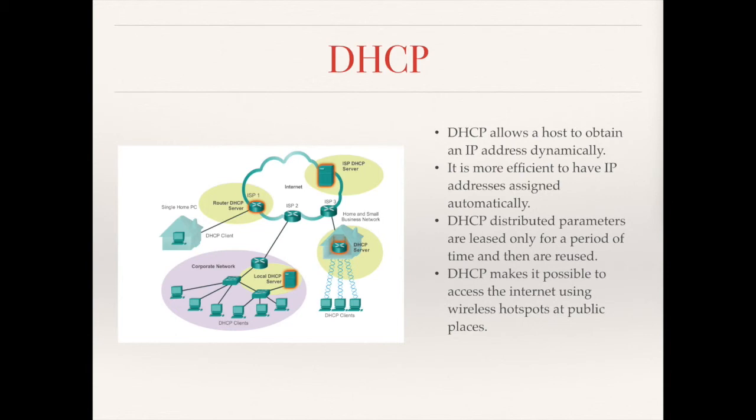It is more efficient to have IP addresses assigned automatically. So why should we use DHCP? Well, DHCP distributed parameters are leased only for a period of time and then are reused. And DHCP makes it possible to access the internet using wireless hotspots at public places.